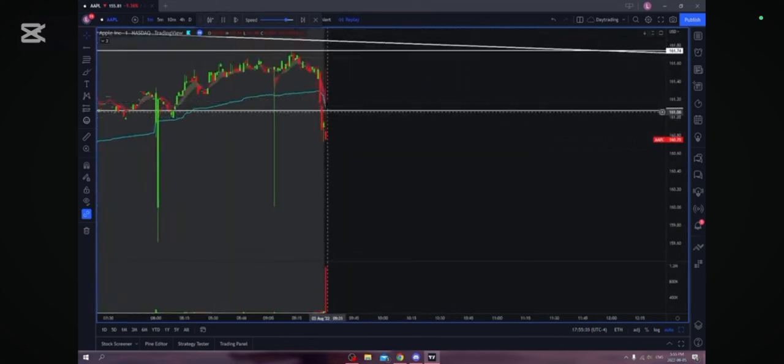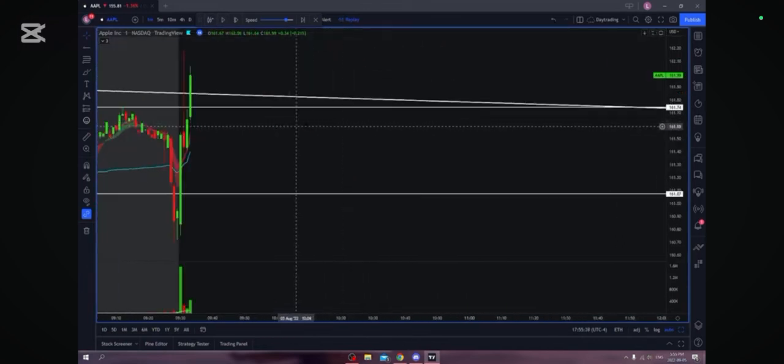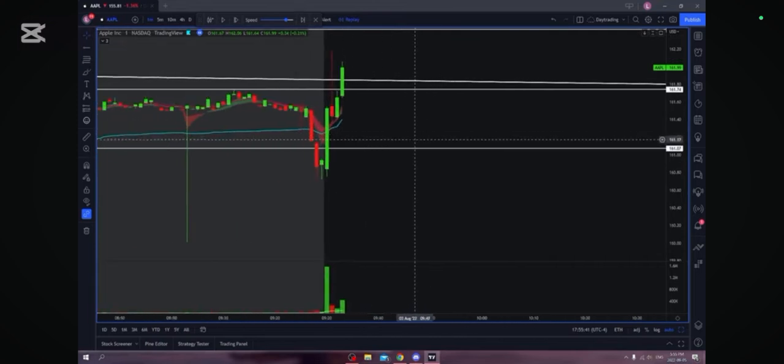All right. So we're about to open here. Let's see how we open. All right. So here we open up, we have this strong candle right into the open, right? And we have this 161.07 and it broke past that and it had a VWAP push as well.